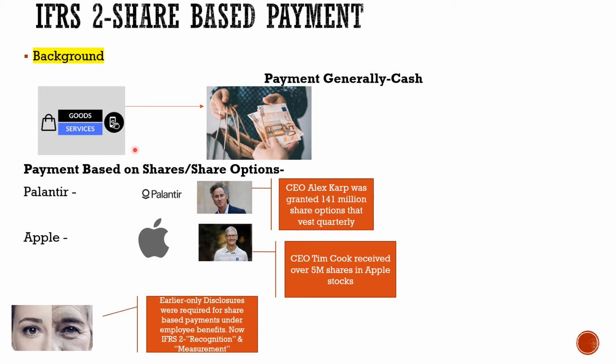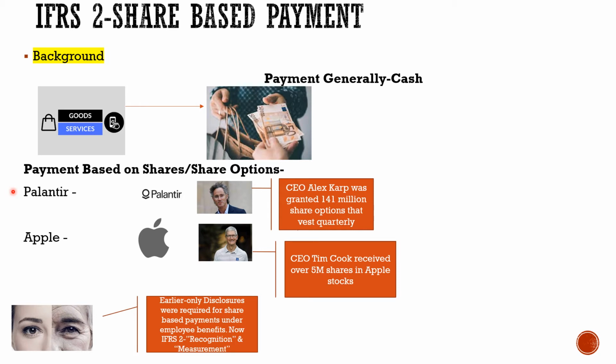Now historically, the majority of companies which procured goods and services made the payments through cash. It could be through checks, wire transfers, etc. However, we are seeing a trend recently where a number of companies are making payments towards services, especially executive and employee pay, using share-based payment transactions. They could be shares or share options.